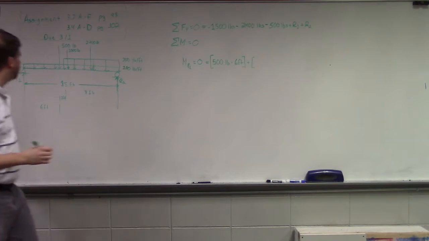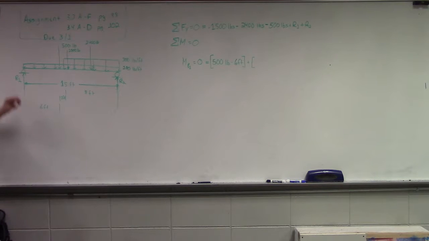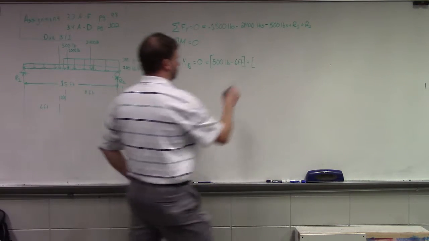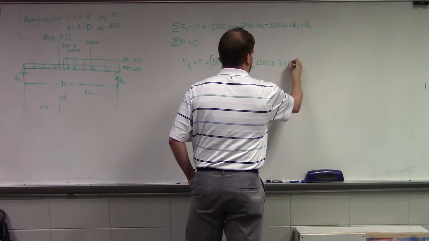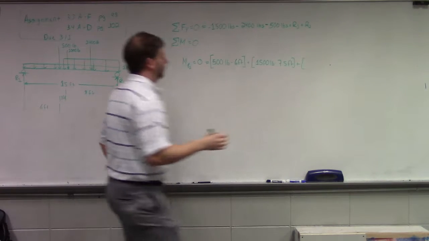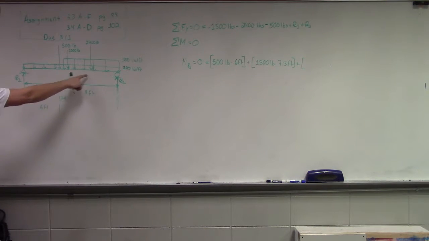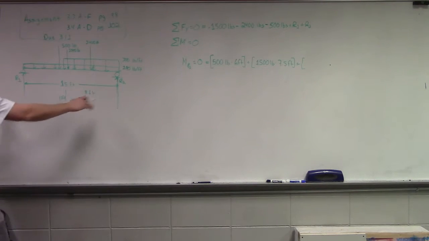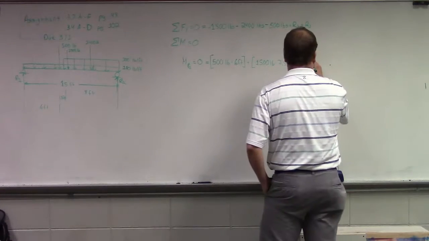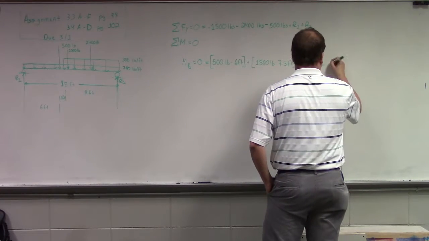We have resolved the 100 pounds per foot uniformly distributed load as a 1,500-pound force, 7.5 feet away. I should have thought through those dimensions a little better. And then we also have a 2,400-pound force that's 11 feet away, right? No? Oh, yeah, because it's 4 feet from R2 and our total span is 15 feet. Good, Terry.